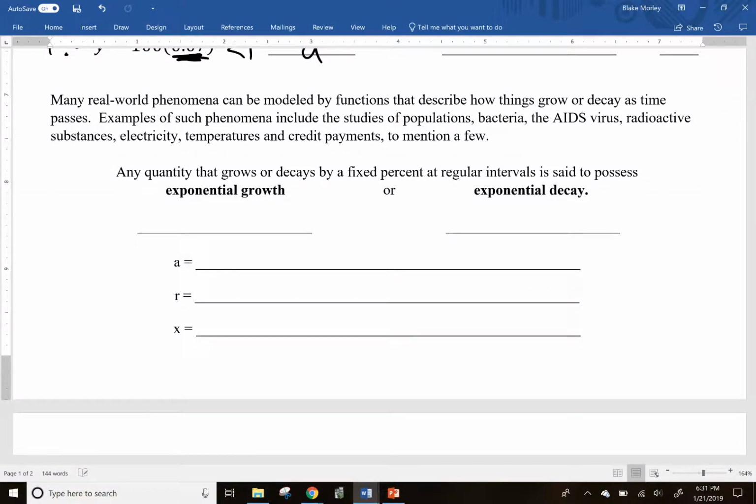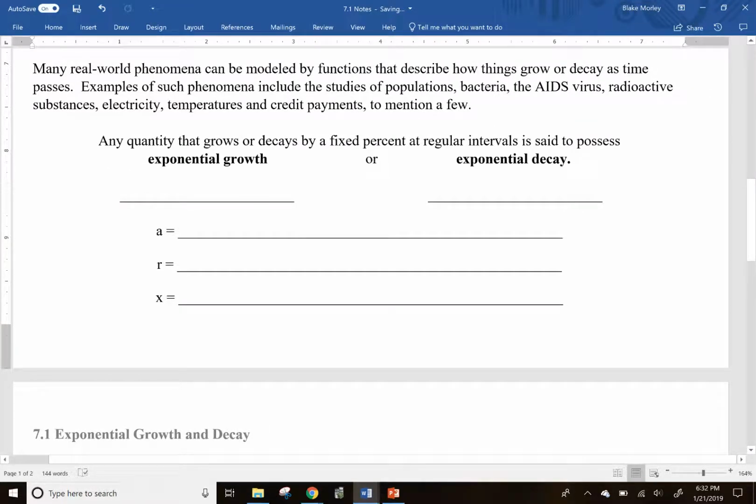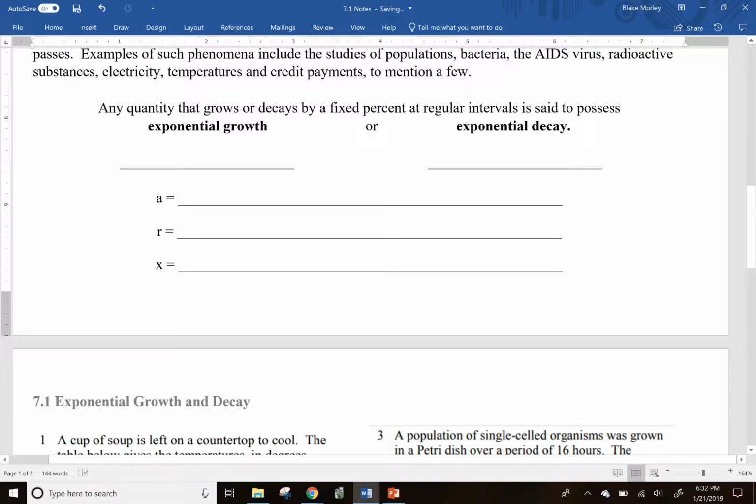Bacteria does this, of course. I think we know that if you had a science class. Viruses, radioactive substances, electricity, temperatures, credit payments, whatever. All right, any quantity that grows or decays by a fixed percent at regular intervals is said to possess exponential growth or exponential decay. This is not one or the other thing. It could be growth or decay.